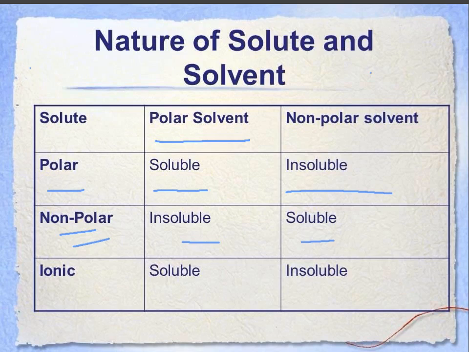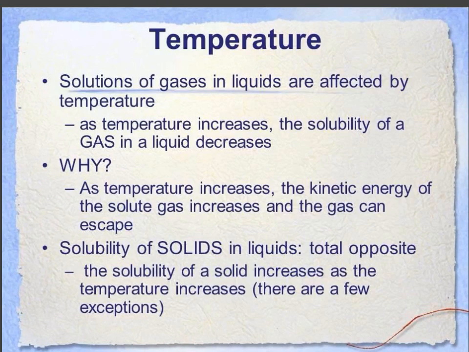What about the case of ionic types of solutes? For example, table salt is soluble in a polar solvent. So table salt to water. What about table salt going to alcohol? Once again, table salt going to alcohol is insoluble. So it is not easily dissolved in alcohol.